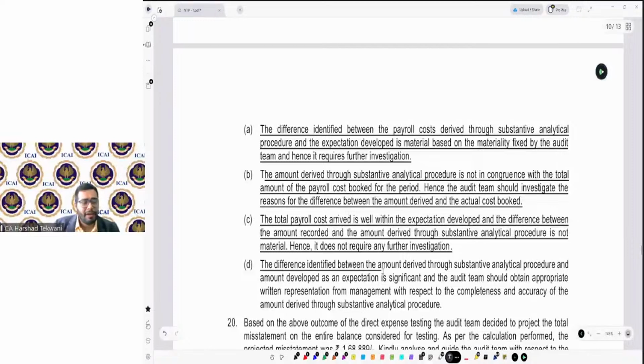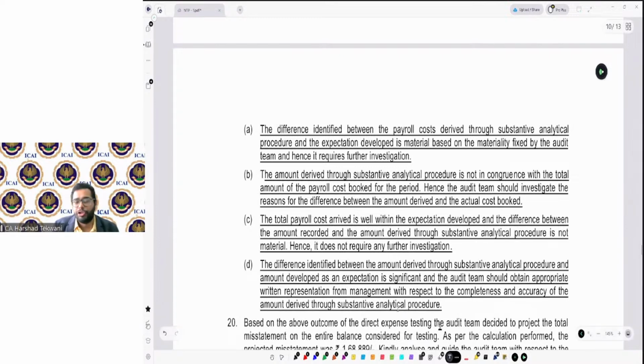The difference between the amount derived through substantive analytical procedures and the amount developed as an expectation is significant, and the audit team should obtain appropriate written representation from management with respect to the completeness and accuracy of the amount derived through substantive analytical procedures. Now, which option will you select?